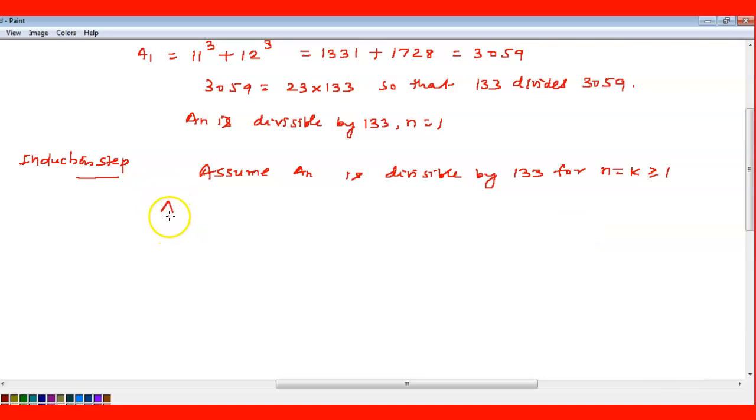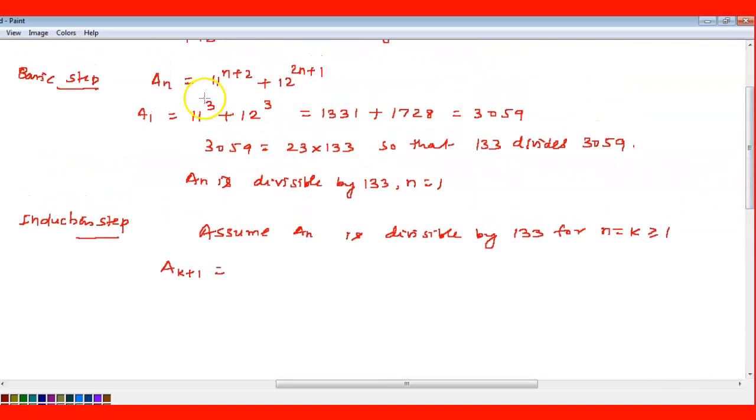Now we are doing it for the next term, we will replace n with k plus 1. So what we will get here: 11 to the power of k plus 1 plus 2, which is k plus 3, right? Plus 12 to the power of this one, 2 times k plus 1 plus 1. So this becomes how much? I will write step by step. 2 into k plus 1 and plus 1, right?